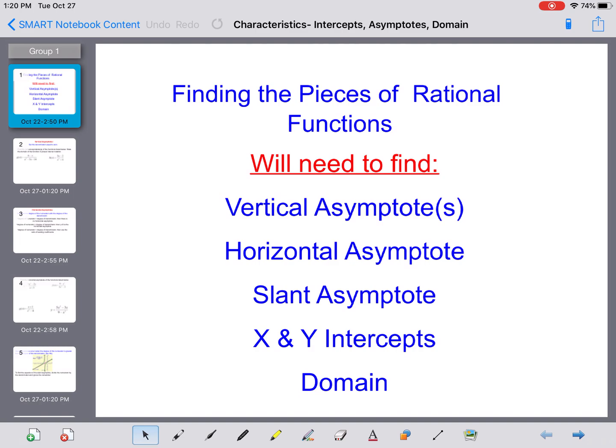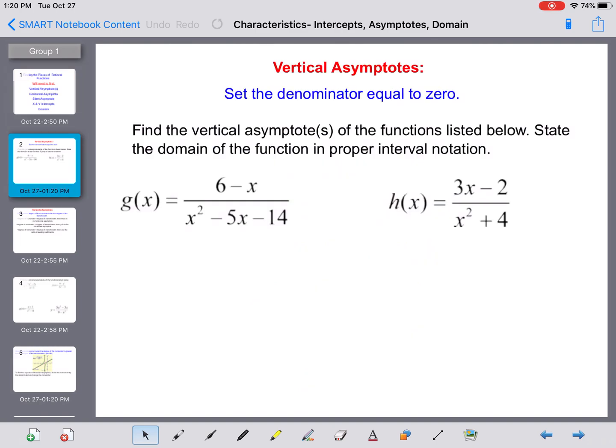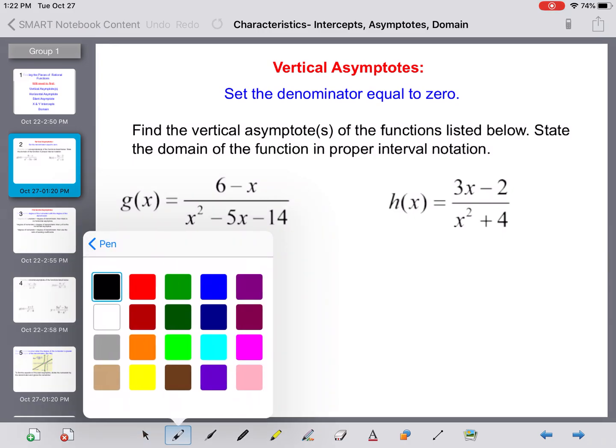of all rational functions. So to find a vertical asymptote, we are still going to do the same thing in which we are setting the denominator equal to 0. And we need to state these as equations. And then we're also going to write the domain because the domain is affected by our vertical asymptotes. So all we have to do is set the denominator equal to 0.